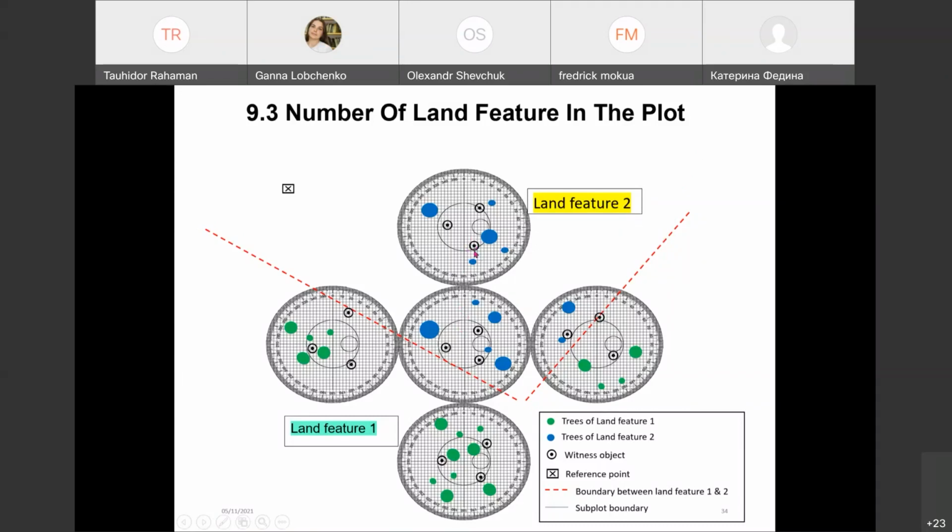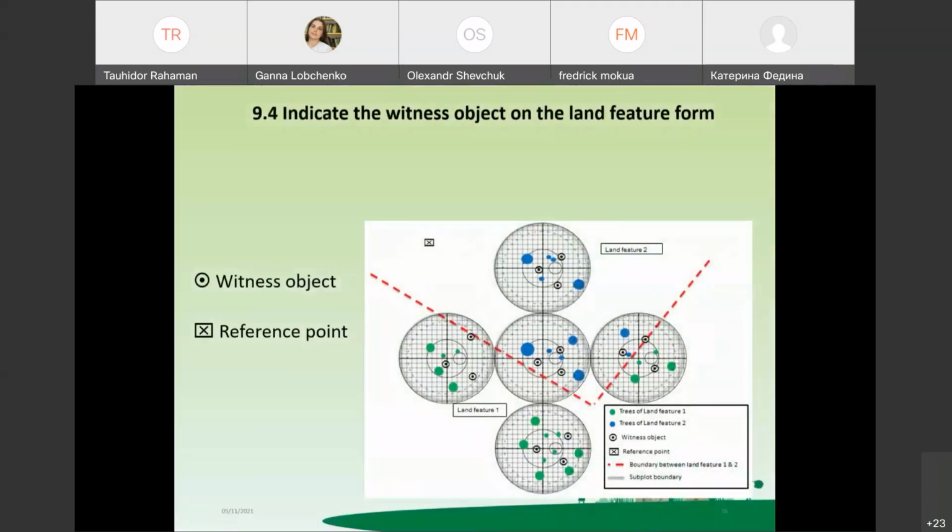And see, here are some other witness trees. The three black circles indicate three witness objects. These are also measured according to bearing and distance from the center. In the upper left side, there is a cross button which indicates the location of the reference point. This is similar, just incorporated for all other witness objects and some trees also.